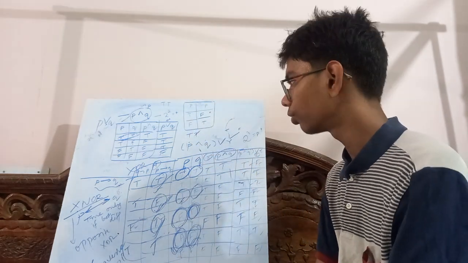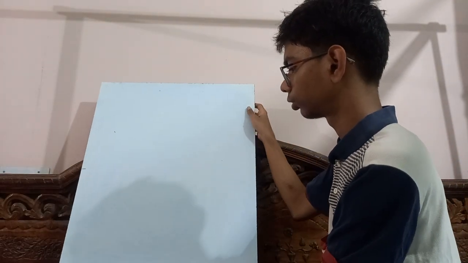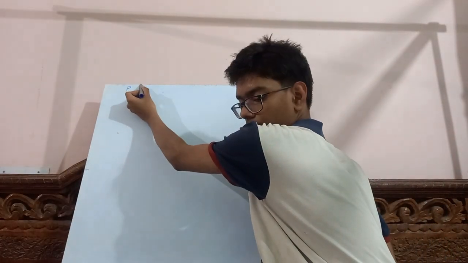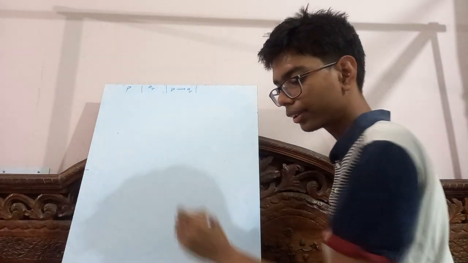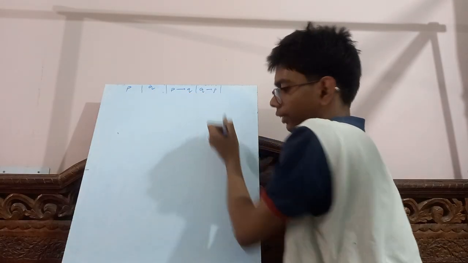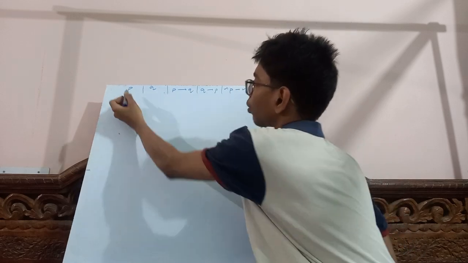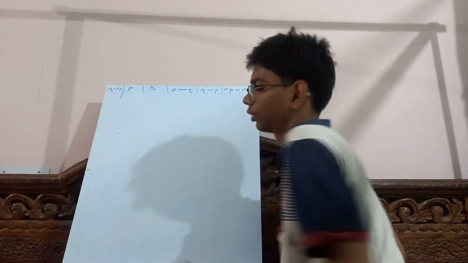Now we will be dealing with a question. So I am removing this board. So I have a function P, Q. I have to find P arrow Q, the conditional statement, Q arrow P, the converse, and negation of P arrow negation of Q, and also I have to find negation of Q arrow negation of P. Right. So let's find one by one.